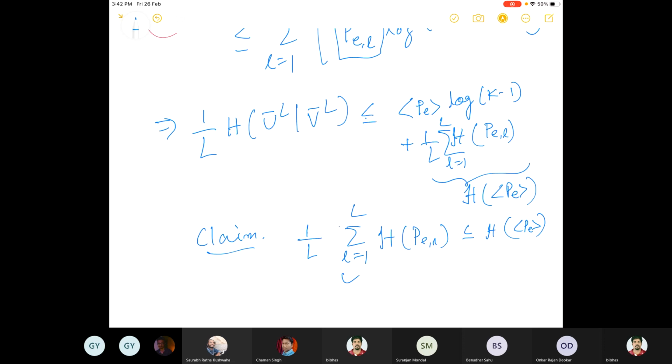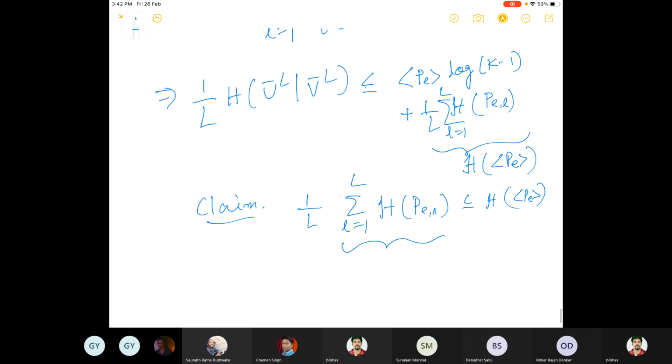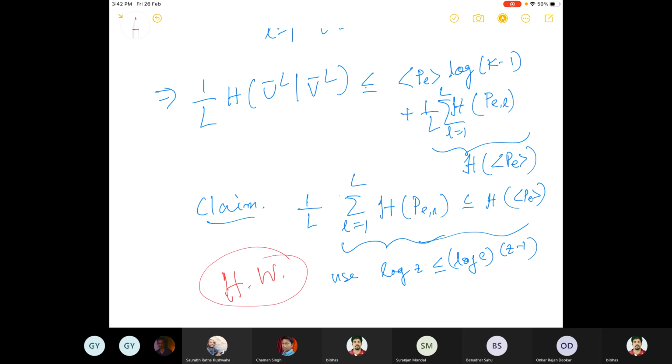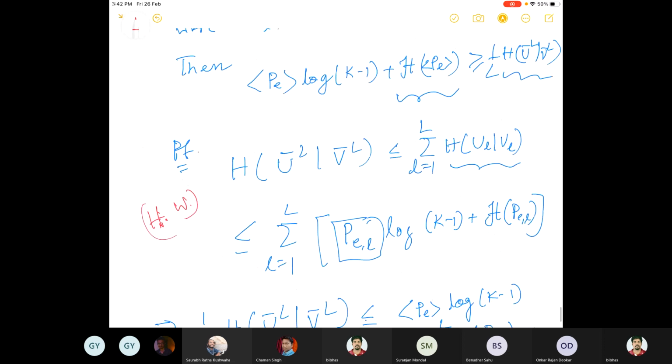So what you do is, you just write the expression of this and use, in order to prove this, the inequality that log z is less than or equal to z minus 1, due to the convex function again, this property. This is also homework, so you can prove that. I use the same inequality many times. You can use it to prove that, and this will prove the original theorem, this result. Okay, this is true.